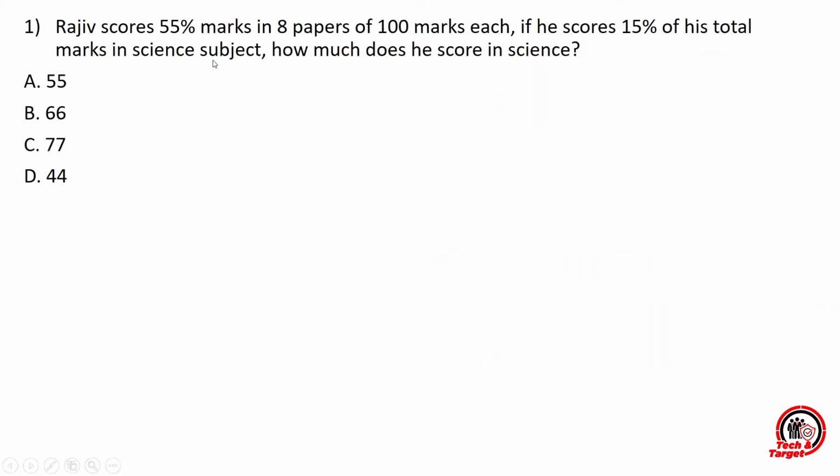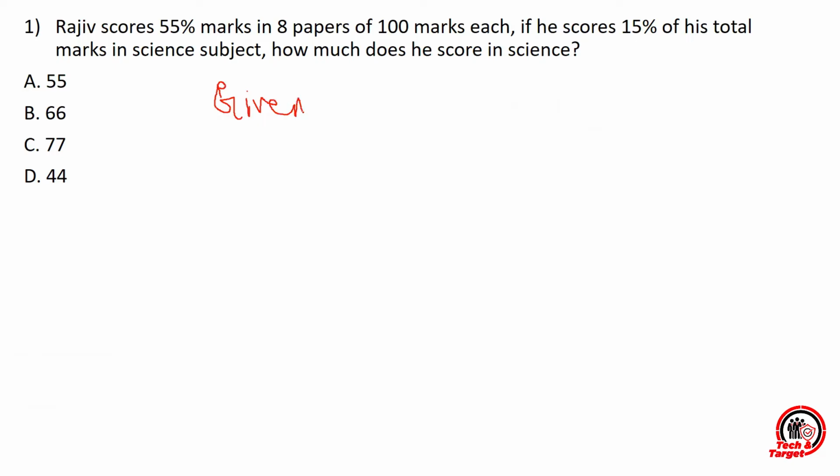It says that Rajiv scores 55% of marks in eight papers of 100 marks each. If he scores 15% of his total marks in the science subject, how much does he score in science? So first of all, we'll write the given data.